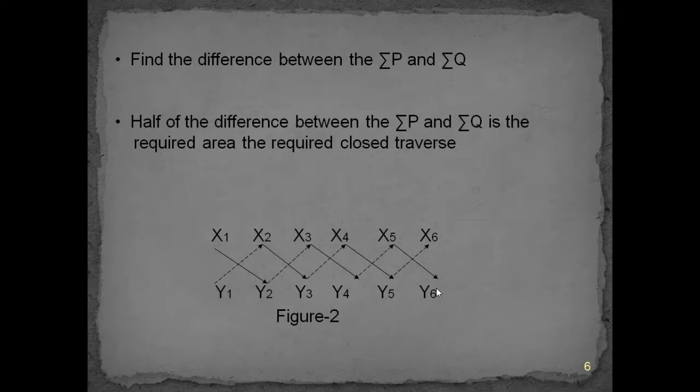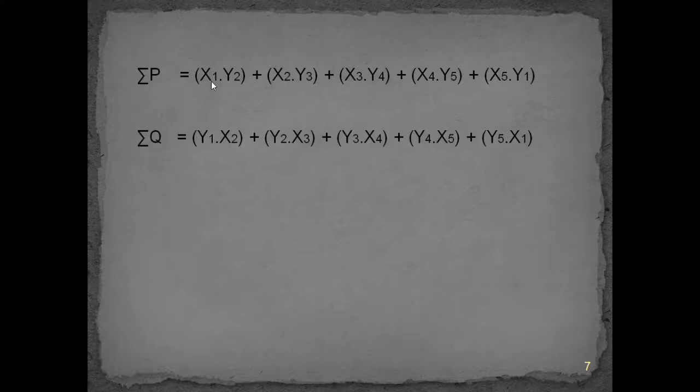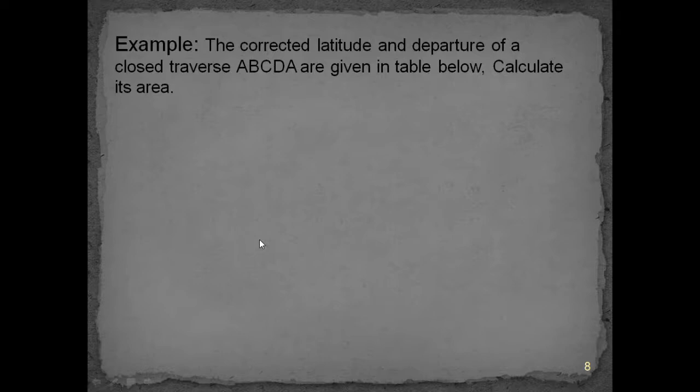See this one: x1 y2 plus x2 y3 plus x3 y4, x4 y1, x5. In a similar way, the sum of y1 x2, y2 x3, y3 x4, y4 x5 and y5 x1. Now area equals half of the difference between the sum of P and the sum of Q. Based upon that formula, now we'll try to solve one problem.